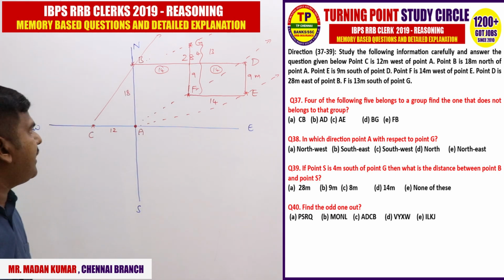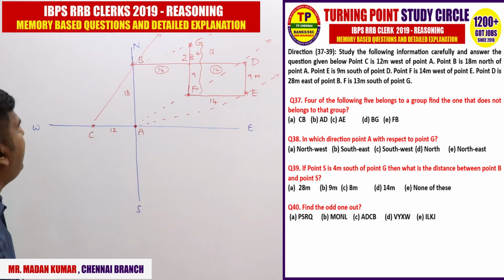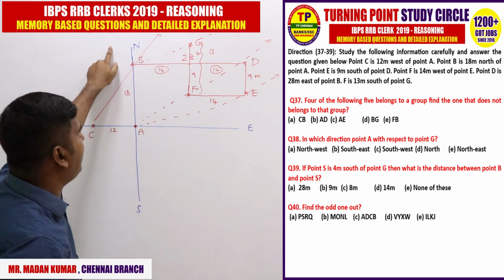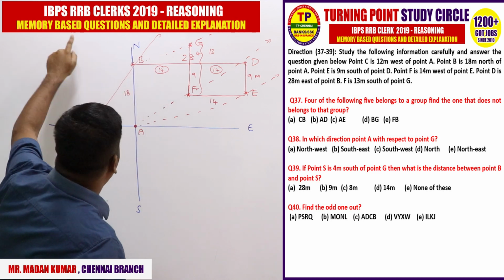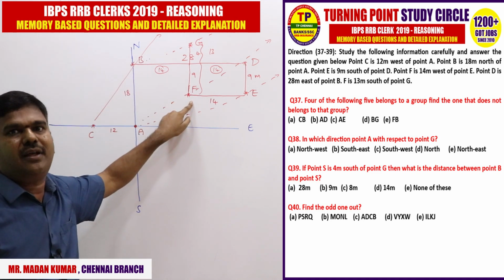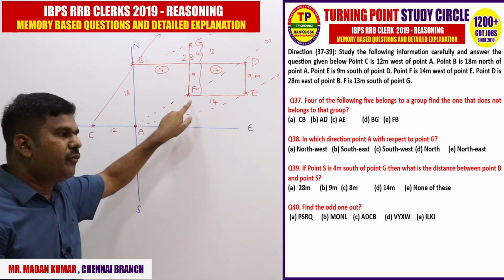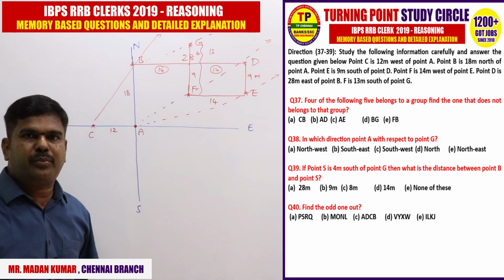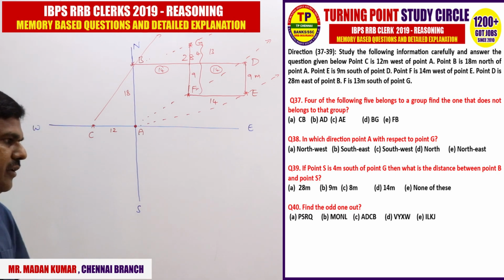If you see the last one, F and B, where is F and where is B? F is here, B is here, and B is northwest direction of F, right? B is northwest direction. That is the odd man out. We need to go ahead with the fifth option. Hope you are clear with that. Come to the next one.